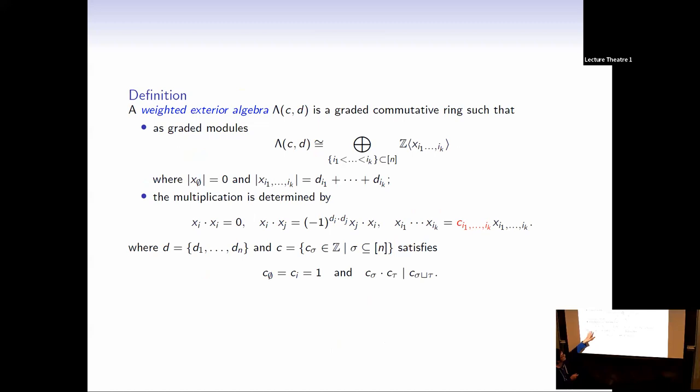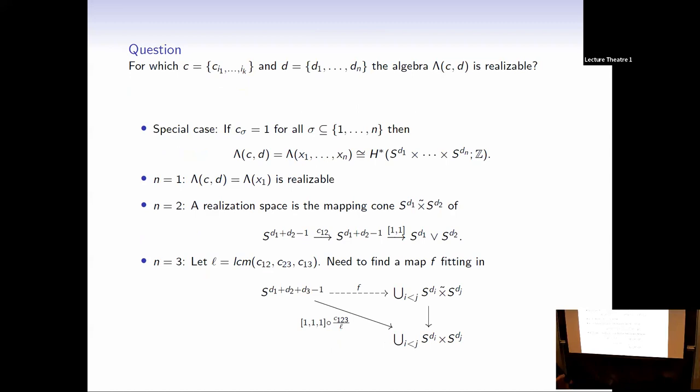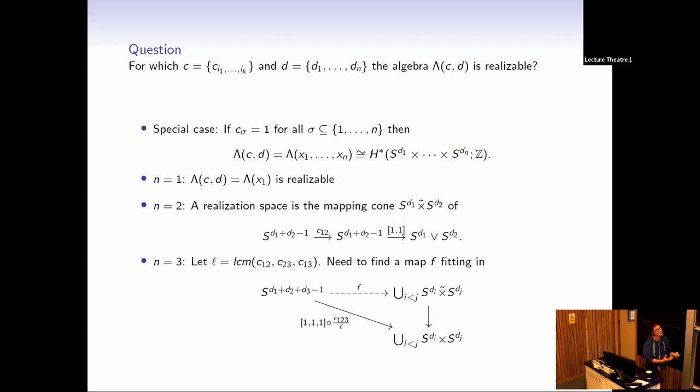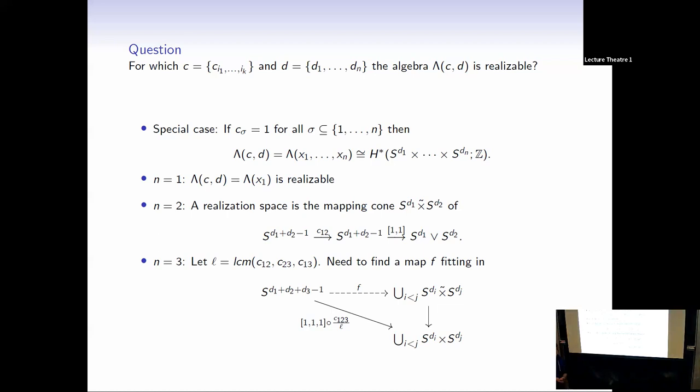Okay, good. Then the question is: for which collections C and D is the associated weighted exterior algebra lambda C,D realizable? In the special case when all the coefficients C sigma equal one, lambda C,D is just the ordinary exterior algebra. And as I said before, they can be realized as the cohomology ring of a product of spheres. So that is easy. But for n equals two, this is non-trivial, but it is still workable.